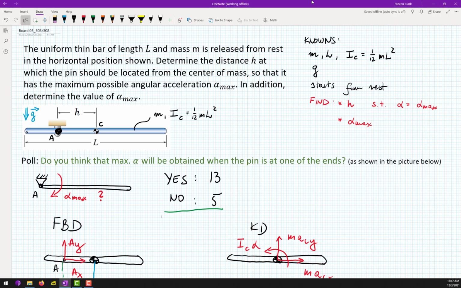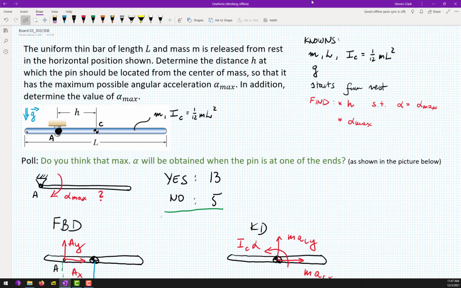Tom, you wanted to put your hand up? Similar. If you put it at the end, you have more mass further away from the point, so it takes longer to accelerate. Exactly, perfect. So it's a trade-off. There were 13 people who voted yes, and I know why you voted yes.